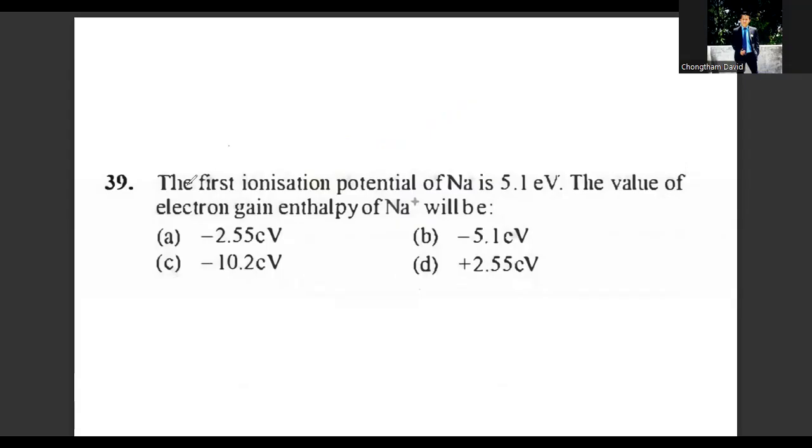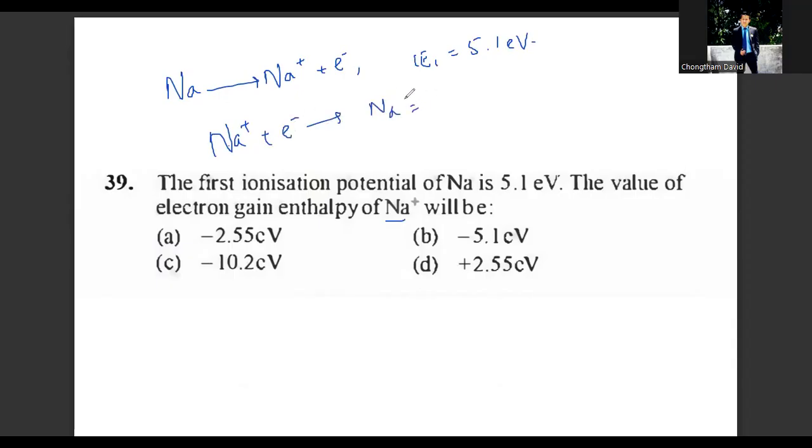Question number 39. The first ionization enthalpy of sodium is 5.1 electron volt. The value of the electron gain enthalpy of sodium ion will be? For sodium, the oxidation can be written as Na plus, after losing the valence electron, and the first ionization enthalpy is given as 5.1 electron volt. If this sodium ion undergoes reduction, the reverse process, that will be the negative of this. The value of the electron gain enthalpy would be minus 5.1 eV, right? So B would be the answer to question number 39.